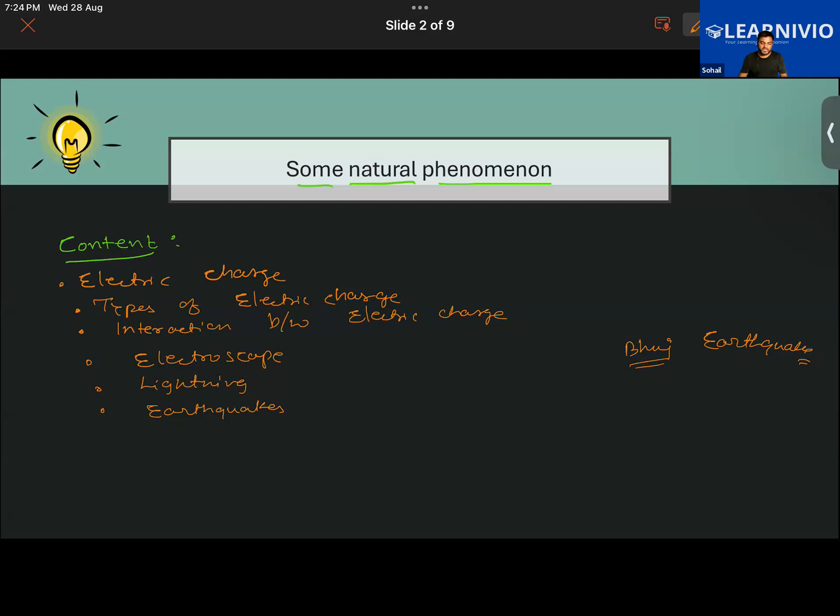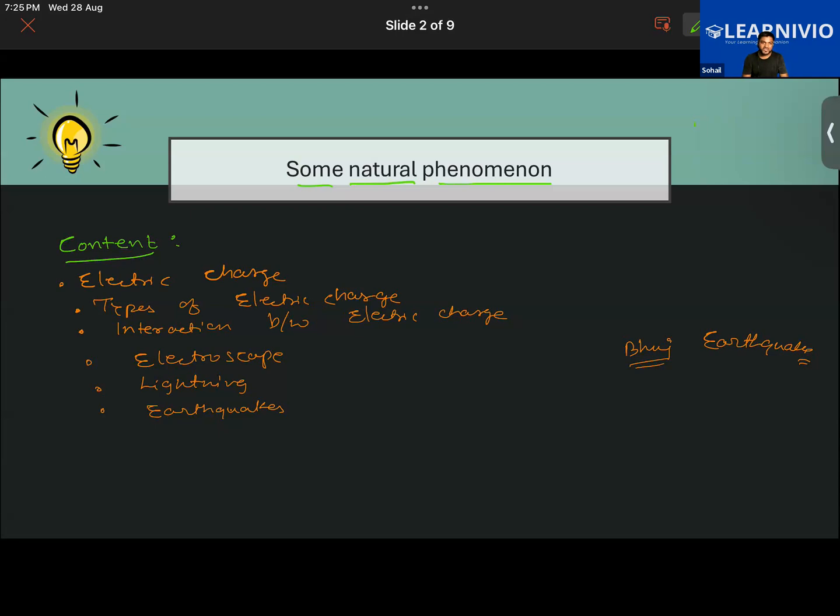So in the case of lightning, what happens? When a huge amount of electric charge accumulates in the cloud, thereby lightning will be observed.